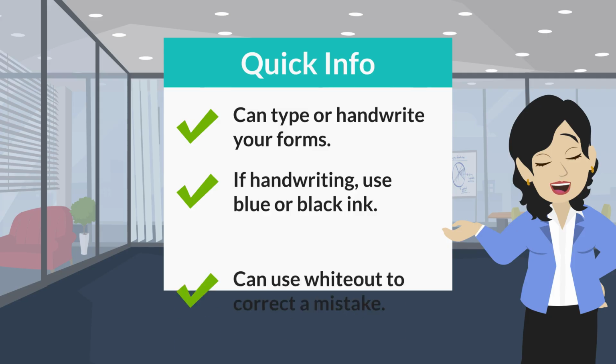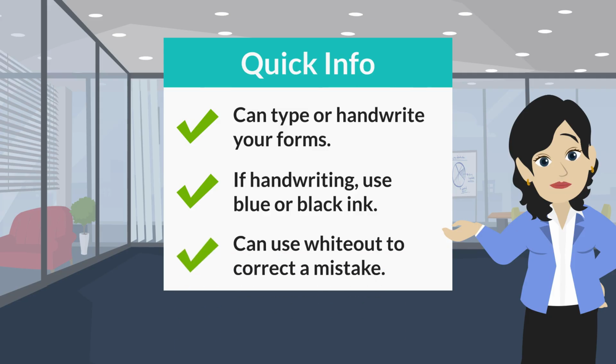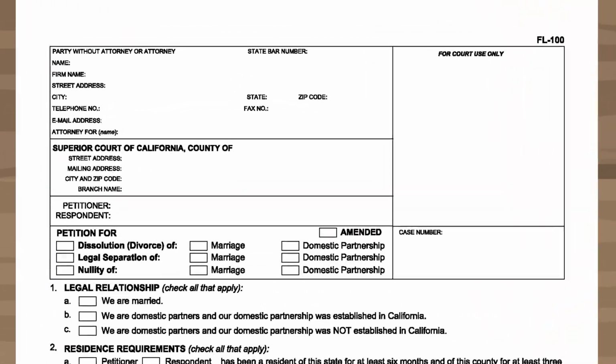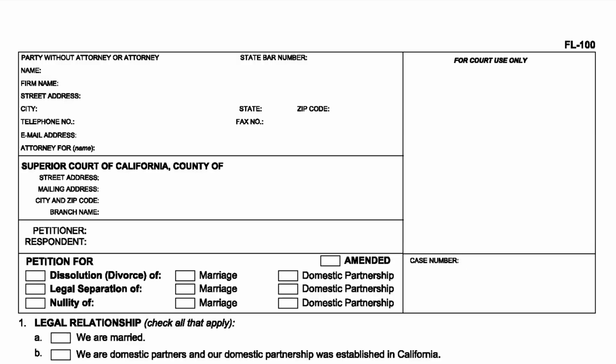If you make a mistake on your forms, you can use whiteout to correct it. Most of the forms that you complete will have this caption at the top. It is important to fill it out completely and correctly on each form that you file with the court.